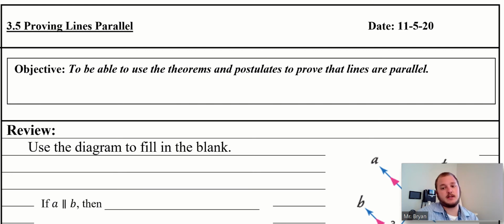And the objective for today is we want to use theorems and postulates to prove that lines are parallel. Last time we were told that they were parallel from the start. Now our end goal is to prove that they're parallel. And as I discussed, we'll talk more about what that'll look like as we go through these here.